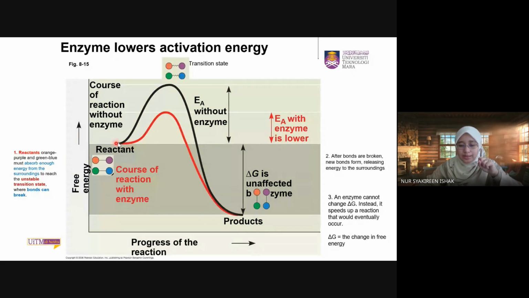As you can see, for the graph that does not involve any enzyme, the activation energy is a lot higher, and the graph takes a longer time for the reactant in the transition state to be converted into product. But the red graph is for the reaction that involves enzyme. Due to the presence of enzyme, the activation energy is much lower and the rate of reaction is much faster before it is converted into product.